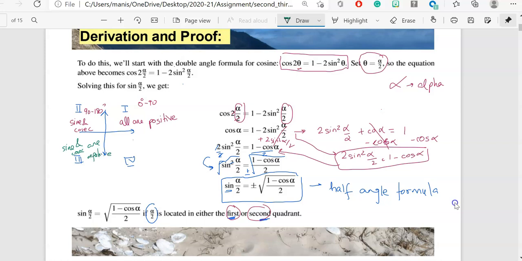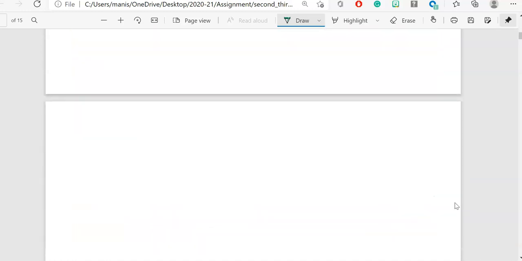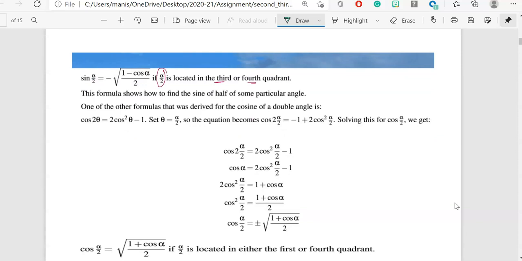And similarly they are negative over here. That's why we are using the part which is negative, 1 minus cosine alpha over 2. Do keep in mind, whenever a question is given to you and you have to find sine alpha over 2, and it says alpha is in the third quadrant, between 180 degrees and 270, or 270 to 360 degrees, then you will use this formula over here.